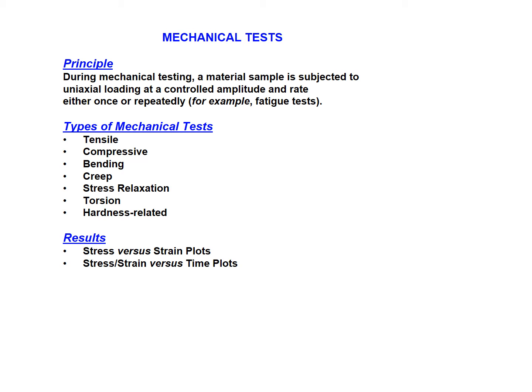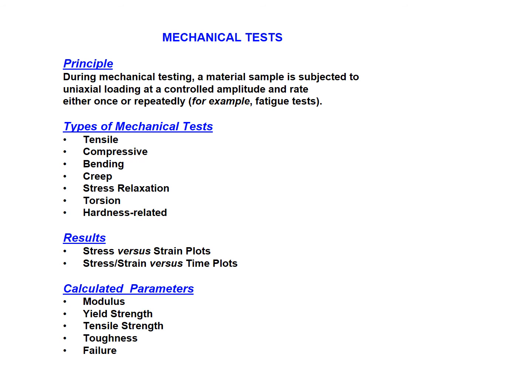As a result of these tests, data are collected and they can be plotted in stress versus strain plots or stress strain versus time plots. Based on these particular plots and data, calculated parameters which are pertinent to mechanical characteristics of the materials are the moduli, yield strength, tensile strength, toughness of the material, and conditions of failure of the specific materials under testing.